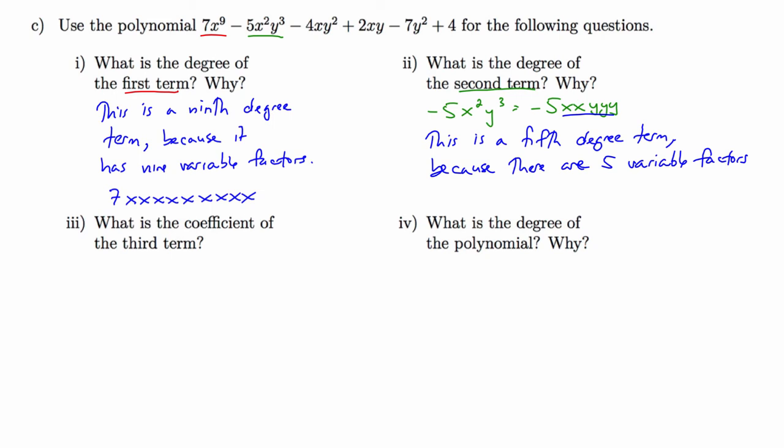The third question, what is the coefficient of the third term? You want to remember that the coefficient is the constant factor in the term. In this particular case, the coefficient is negative 4.